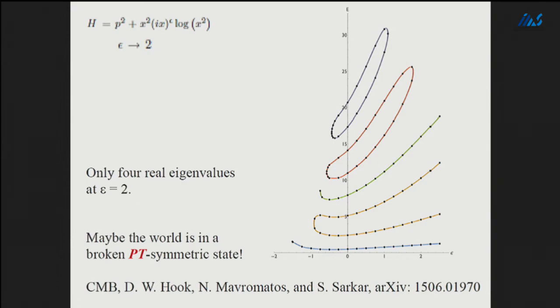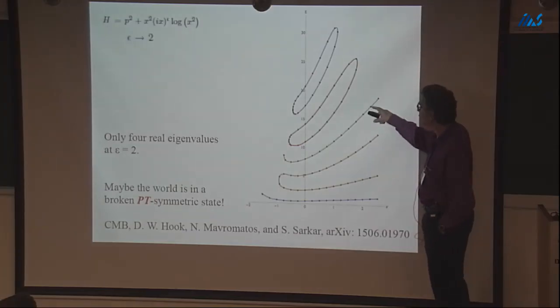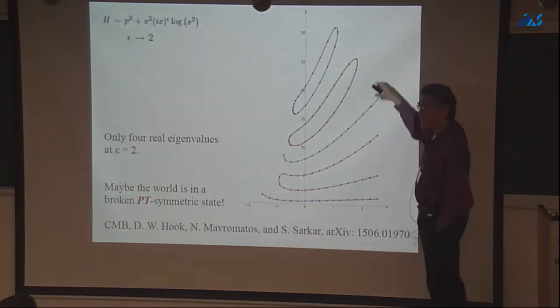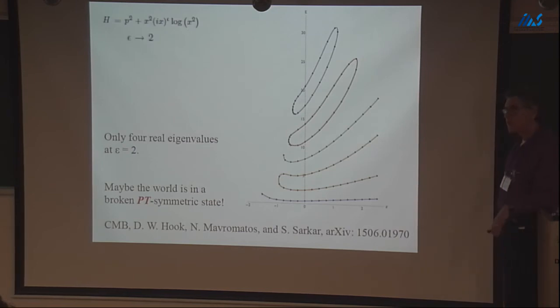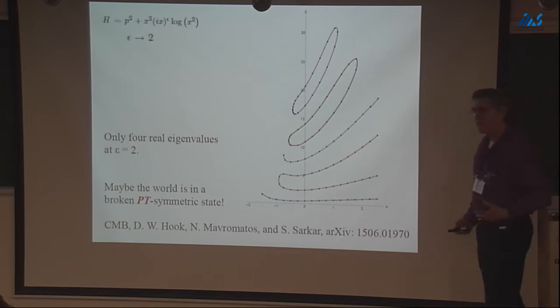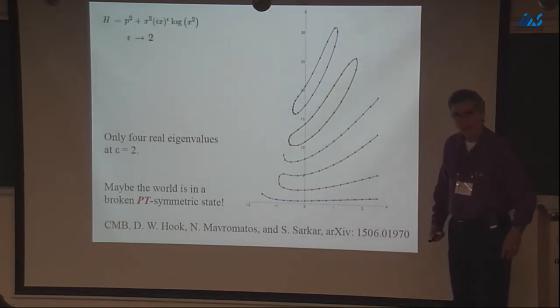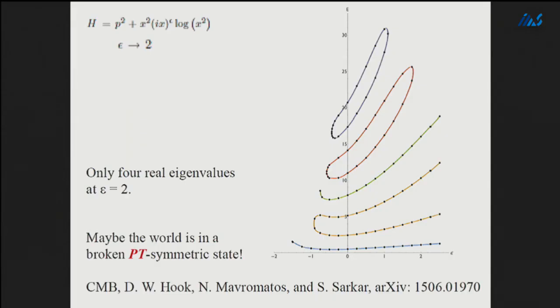What you find is that there are only 4 real eigenstates, and all the rest of the energies are complex. So in fact, we are in a broken PT symmetric region. This is a paper that we just submitted to the web a few weeks ago. And what I would like to conjecture is that the world is in a broken PT symmetric state. To make sense of this upside-down Higgs potential, I want to argue that the Higgs potential is PT symmetric. But if you calculate the eigenvalues, there are only a finite number of real eigenvalues. All of the rest of the eigenvalues are complex.